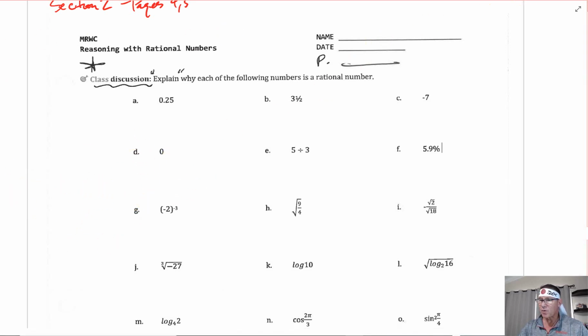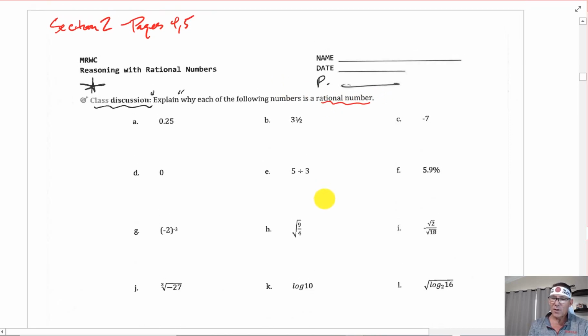We are going to get into section 2 in your homework here, and we're going to take a look at how to show, or explain why each one of these numbers is rational. Okay, so it makes sense to start off with, what in the world is a rational form? What does a rational number mean? All right, so let's do that. We have to explain why it's rational, so let's talk about rational form.